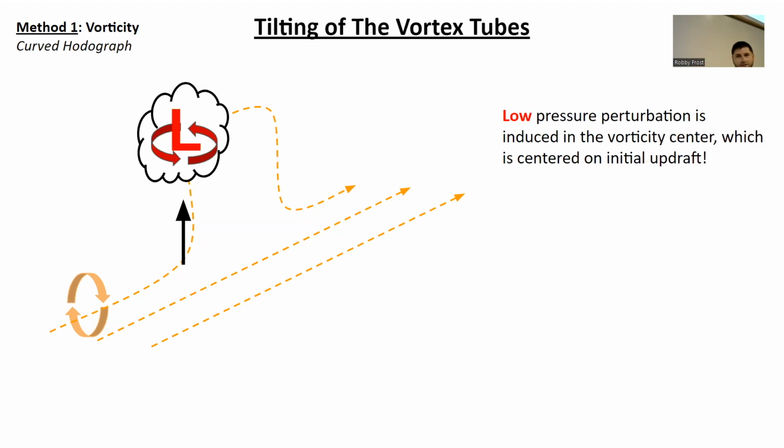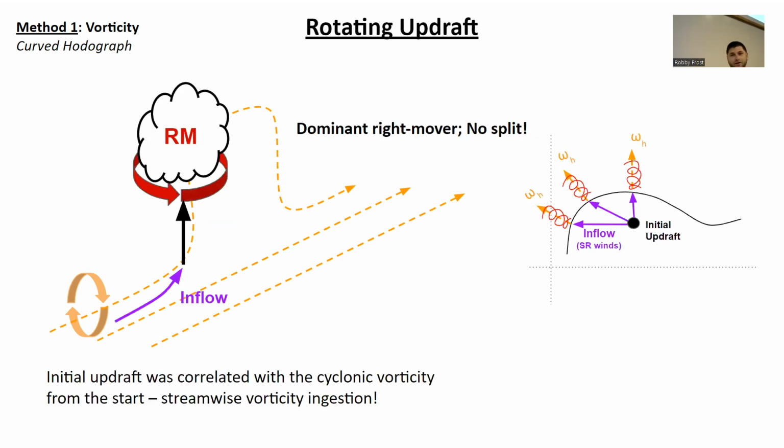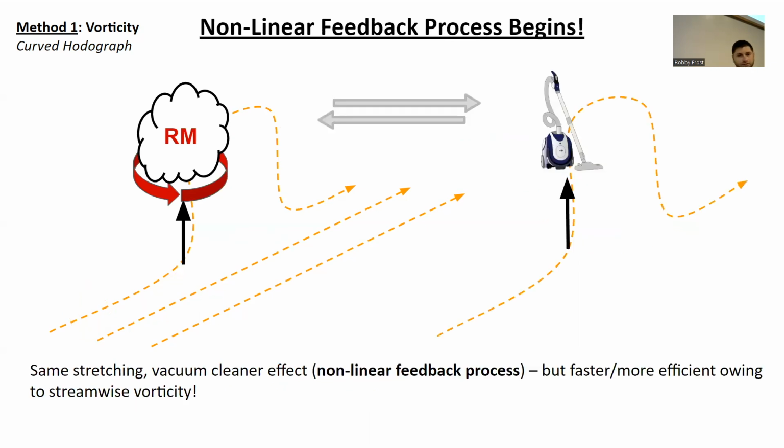And from there, same thing, low pressure perturbation induced in the vorticity center, but in this case, it's centered on that initial updraft already. We get the vacuum cleaner effect, but it's actually stronger because the vacuum is now co-located with the initial updraft, which is associated with stretching already. So you're getting stretching and vacuum cleaner effect, and you get a very strong dominant right moving storm with no cell split. So this is kind of what streamwise vorticity ingestion looks like in a story sense. So same kind of feedback process occurs, except it's much faster, much more efficient owing to that streamwise vorticity.